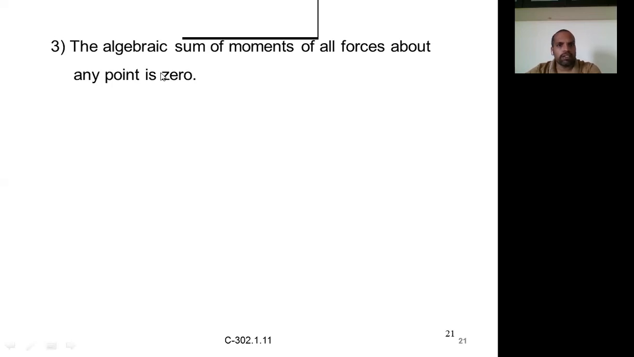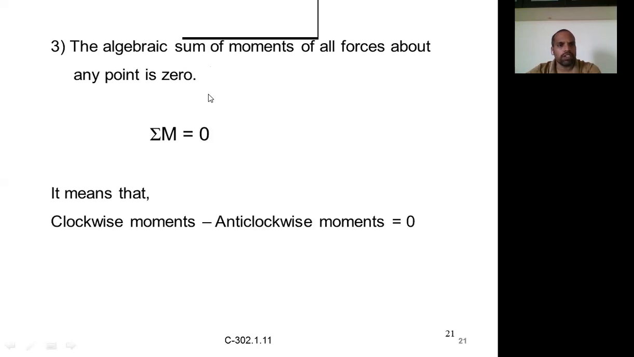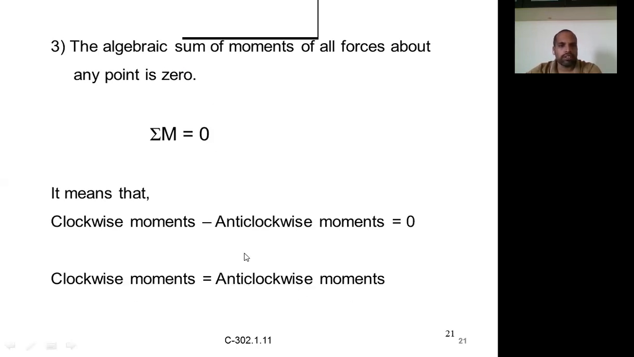The algebraic sum of horizontal forces shall be equal to 0. The algebraic sum of vertical forces shall be equal to 0. The algebraic sum of moments shall be equal to 0, meaning all the clockwise moments shall be equal to the anti-clockwise moments. That's what is said.